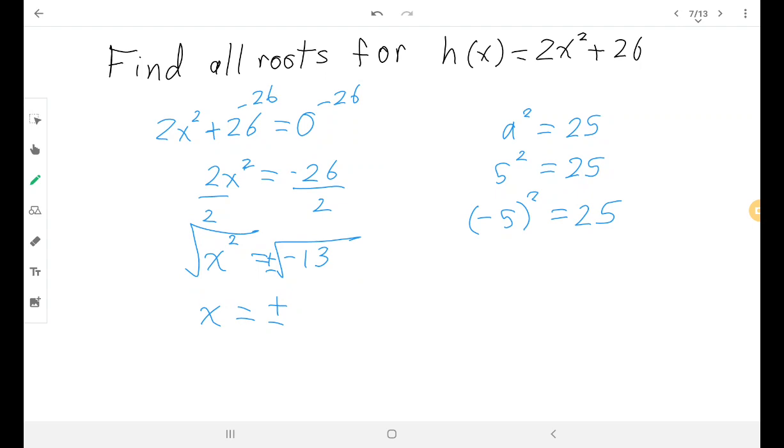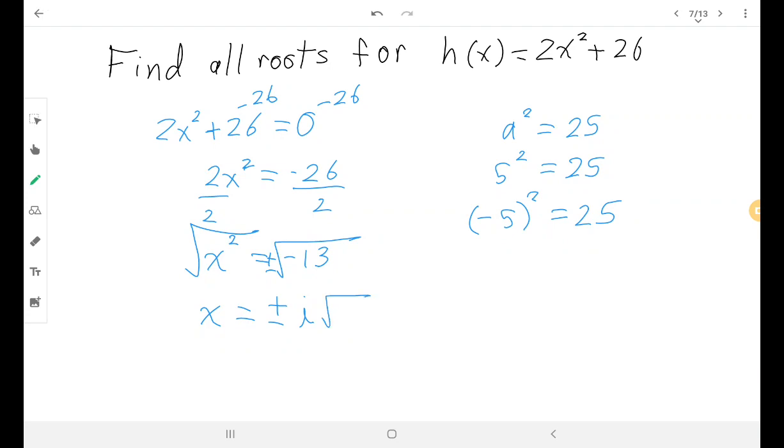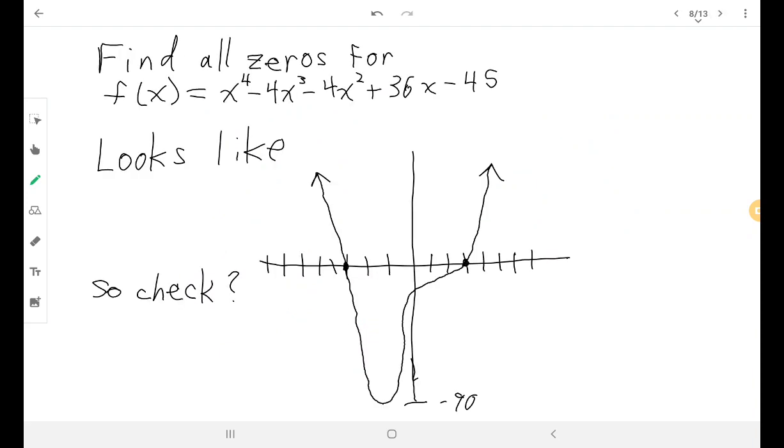The square root of -13 is the same as i times the square root of 13. So here are my 2 answers for this. Positive i times the square root of 13 and negative i times the square root of 13. And that is not a coincidence that we got both the positive and negative of a complex number, of a number with i in it. It turns out that always happens, and we'll talk about that a little bit more later.